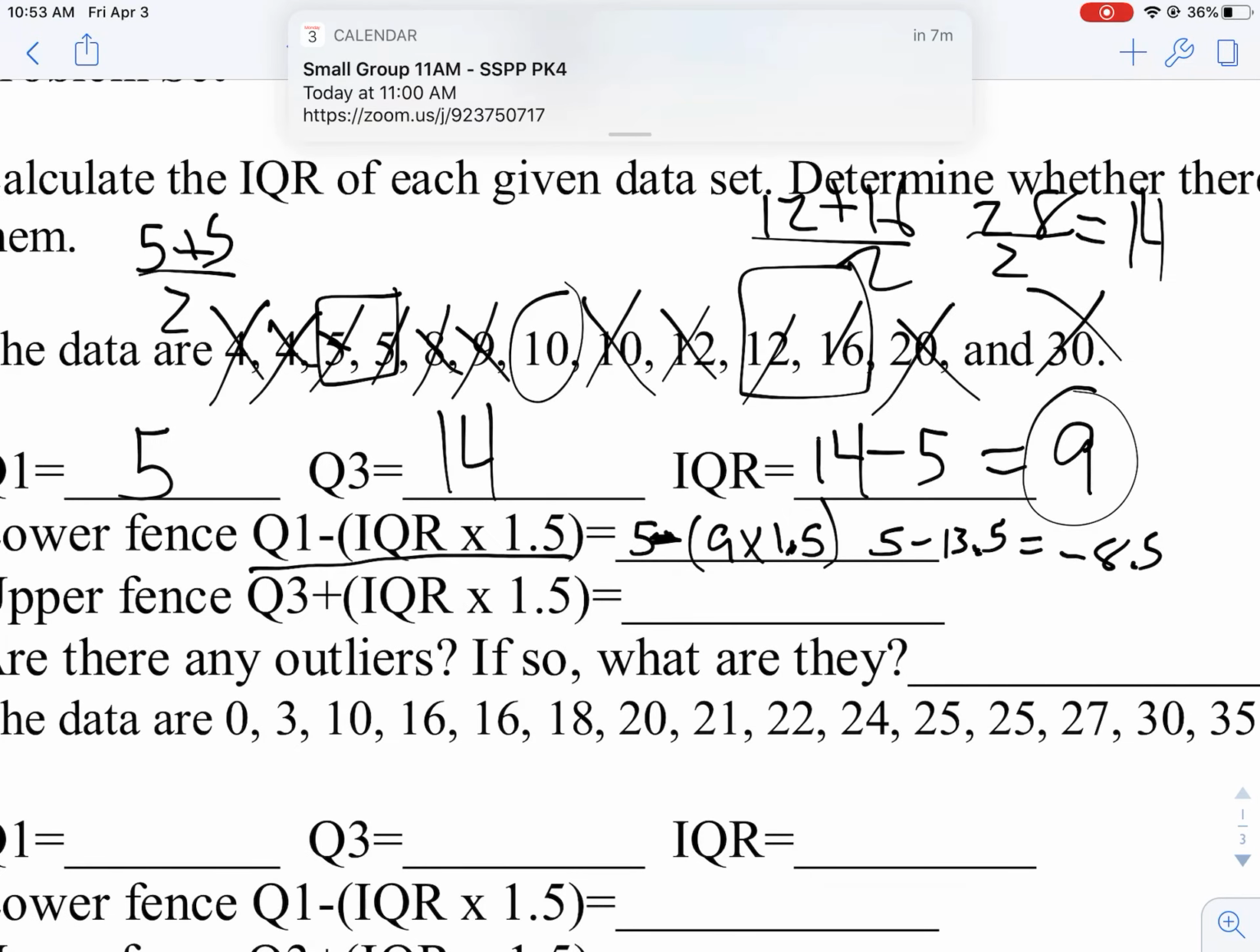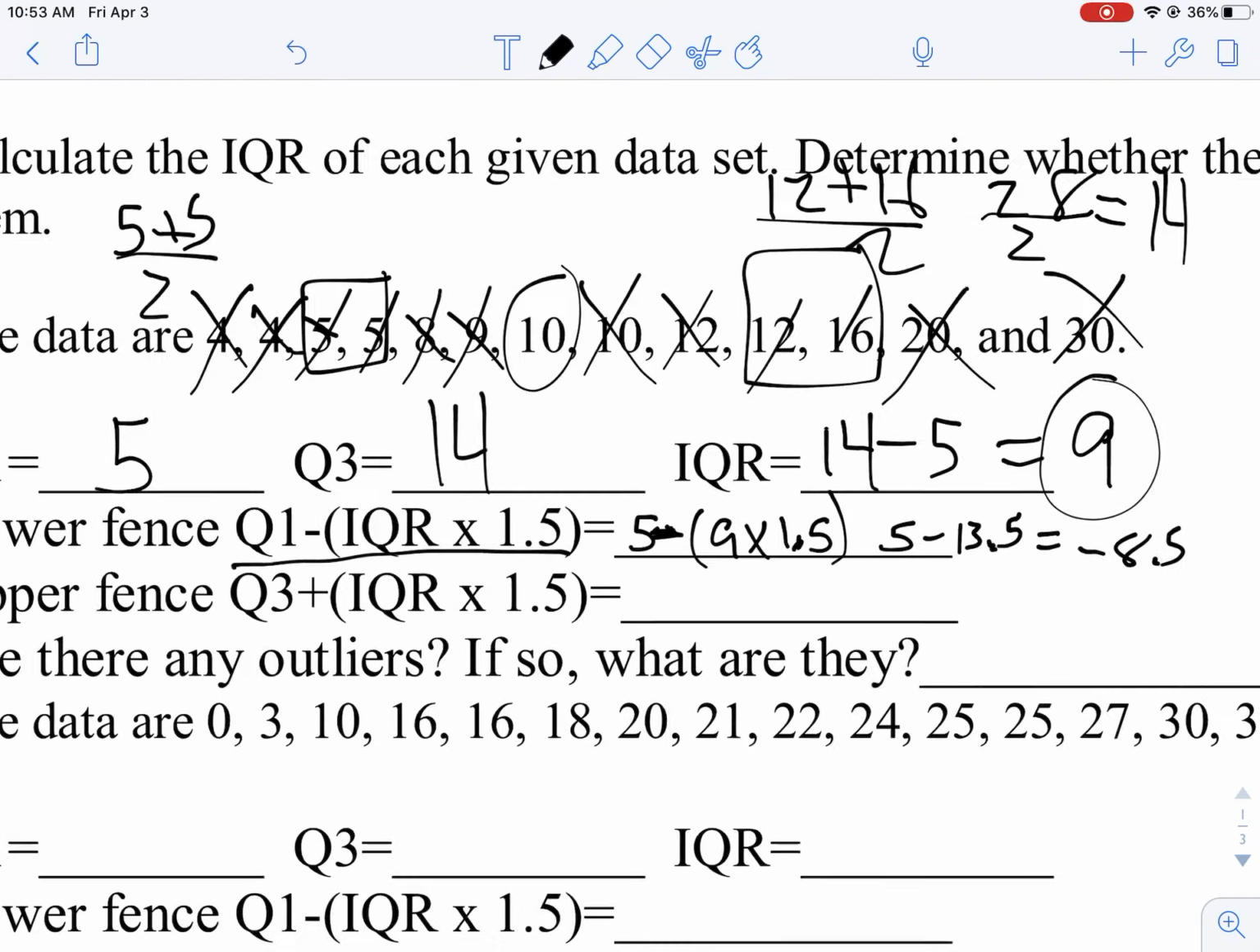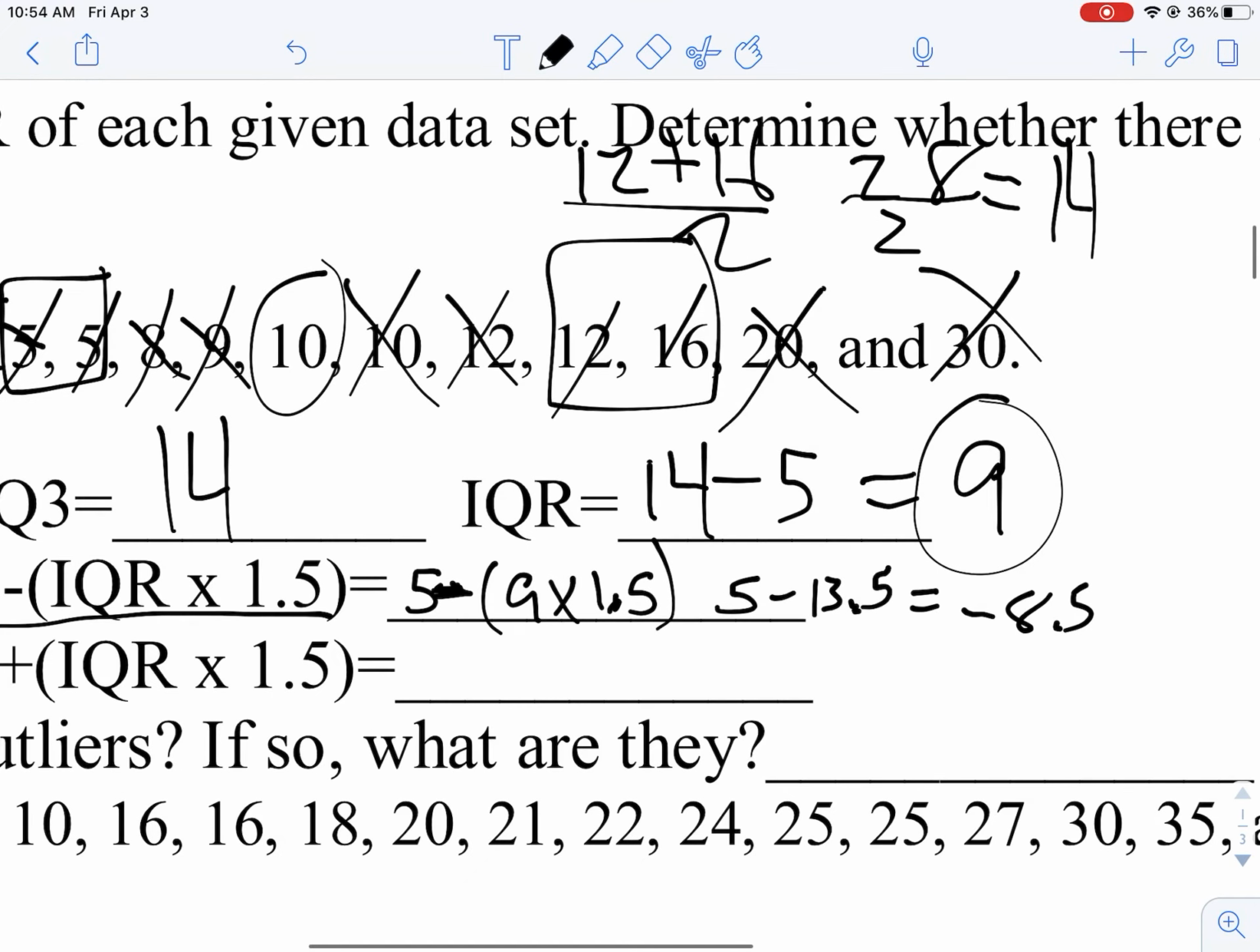Now, let's talk about the upper fence. So here I'm going to go 14 plus 9 times 1.5. So in that instance, we go 14 plus 9 times 1.5. That's going to give me 27.5.